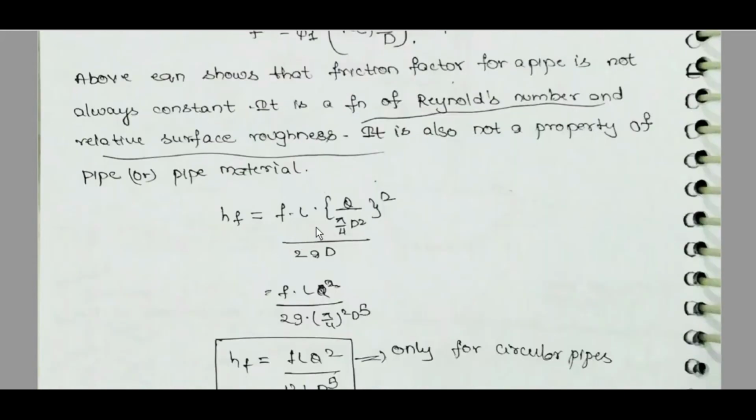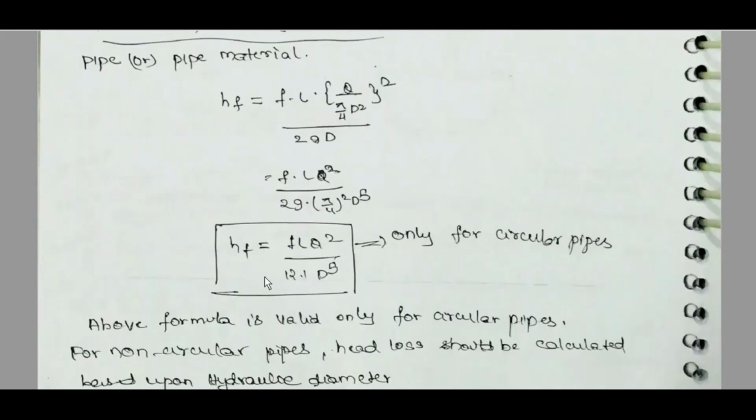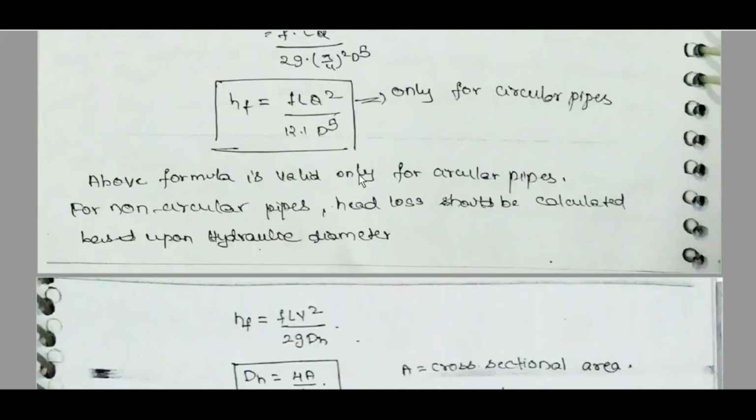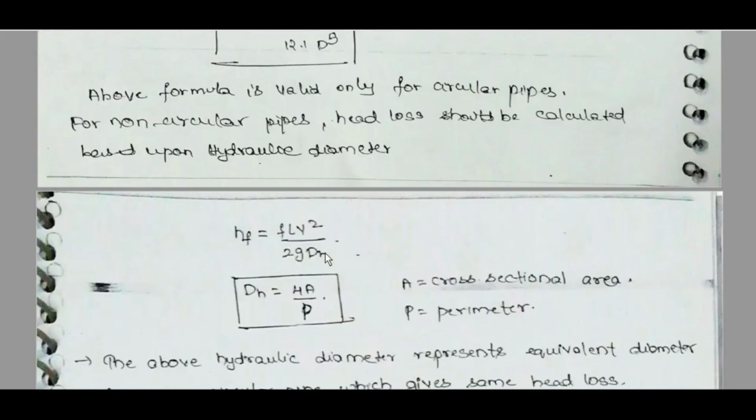Hf is equal to fLQ by pi by 4 d square whole square by 2gD, which is equal to fLQ square by 2g into pi by 4 whole square d power 5. Hf is equal to fLQ square by 12.1 d power 5, only for a circular pipe. The above formula is valid only for a circular pipe. For non-circular pipes, head loss should be calculated based upon hydraulic diameter.